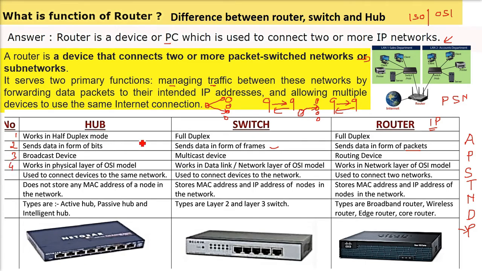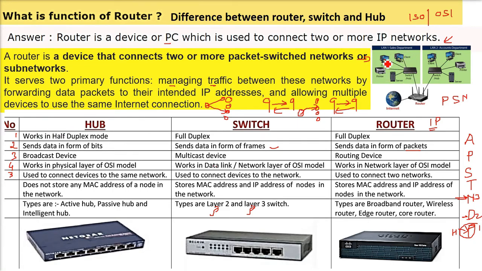Now the fourth one is the layering. That is, hub works in the lowest layer, the physical layer. Router works where? Layer 3 device, so it works on the network layer. Switch works in two layers, layer 2 and layer 3. That is, data link also and network layer also. Right? Layer 2, layer 3, switch. Router, network layer, layer number 3. Hub, layer number 1.